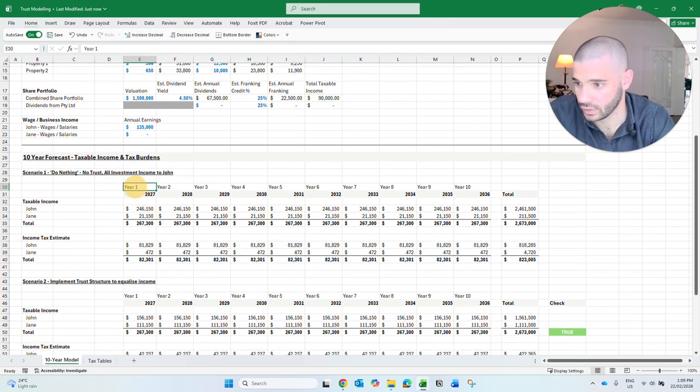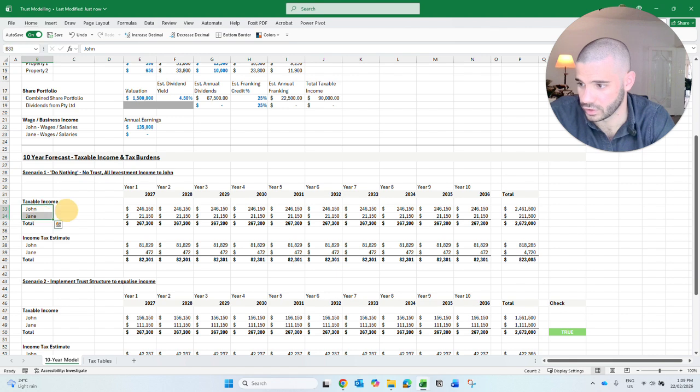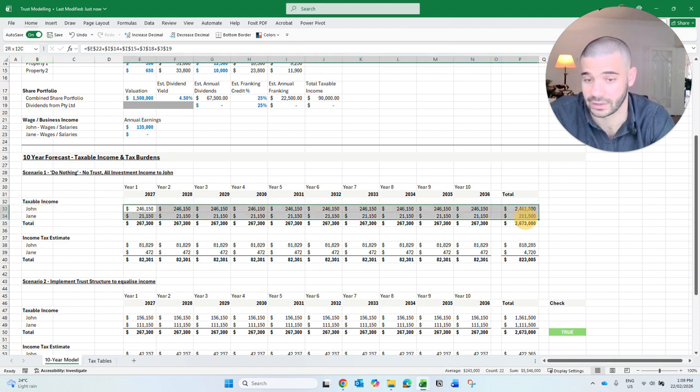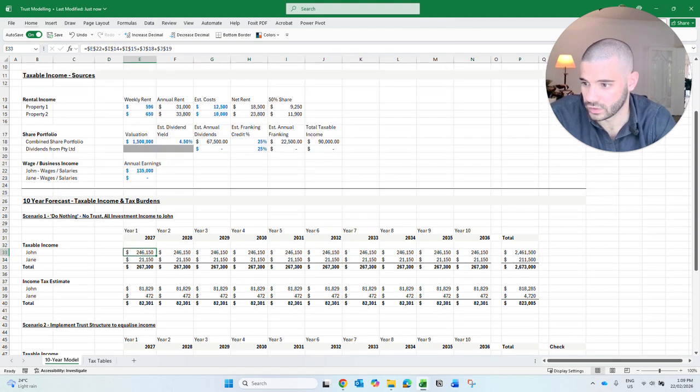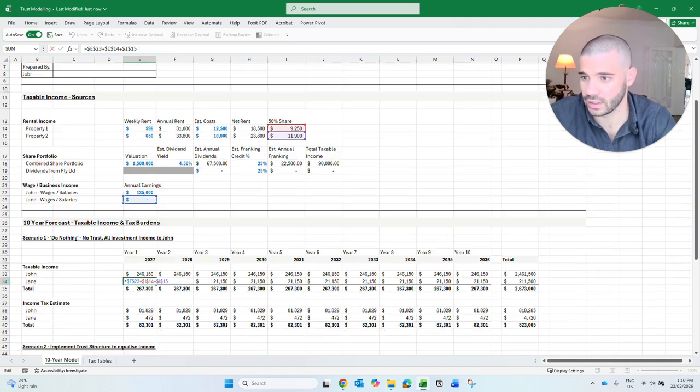So how do we read this? We're going across the years here. That's simple. And then we've got John and Jane, and we're looking at these lines here. We're looking at our taxable income. And so you can see John's taxable income, 246. That is a sum of his wage, his share of the rent, and his dividends, okay? Or the dividends on the portfolio. Jane, in this case, she's just getting her share of rent. She doesn't earn a wage in this case, and she's not receiving any dividends because in this scenario, John owns them all.